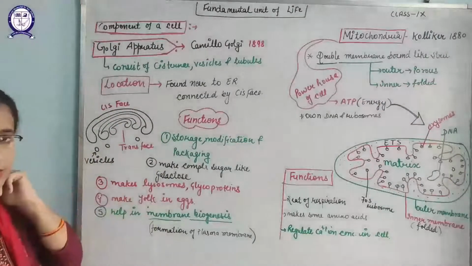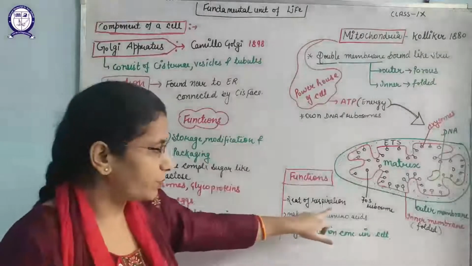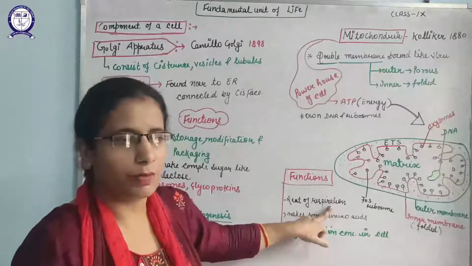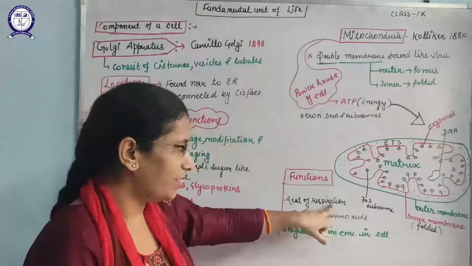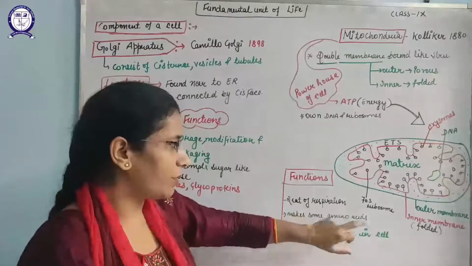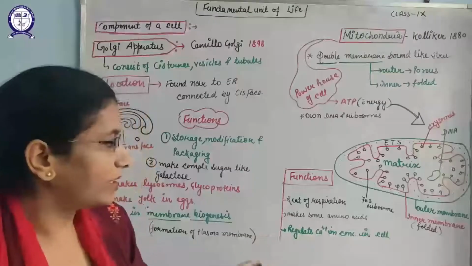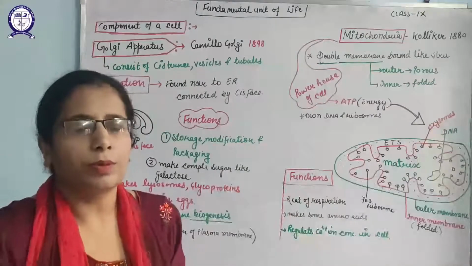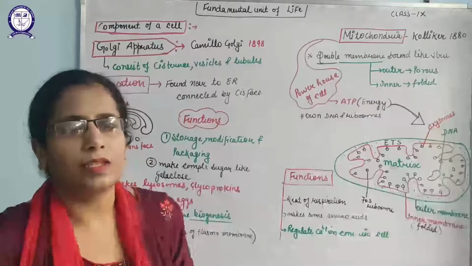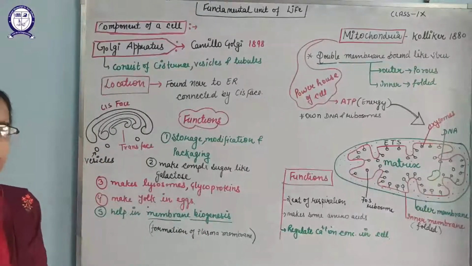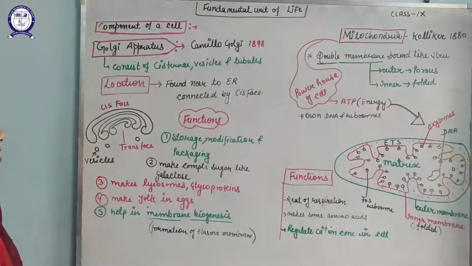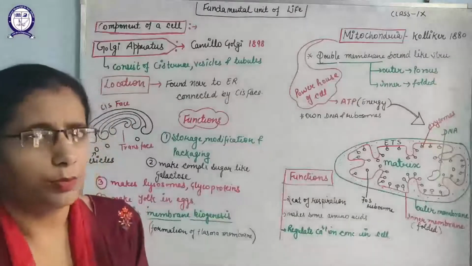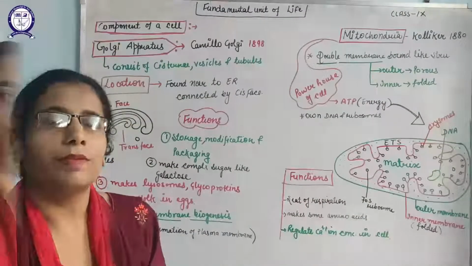So what are the main functions of the mitochondria? It is the seat of respiration. Respiration means breakdown of food in the presence of oxygen to liberate energy that is required by the different organelles of the body parts. That is why it is known as the seat of respiration. It also makes some amino acids, and importantly, it regulates the calcium ion concentration in the cell, because it stores calcium and supplies it to different organelles as required by the working of the cell. So these are the two components, Golgi apparatus and mitochondria. Mitochondria are found in eukaryotes, not in prokaryotes, and their number varies from cell to cell.